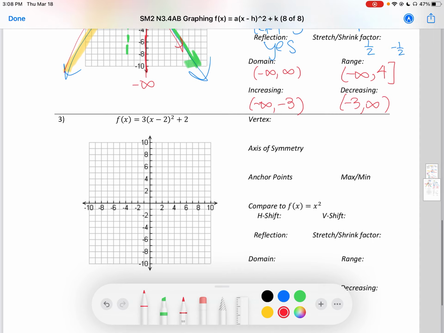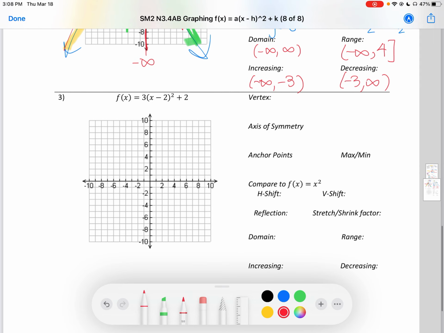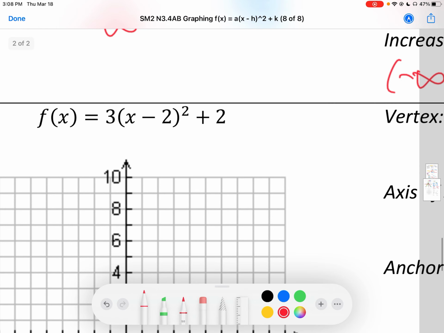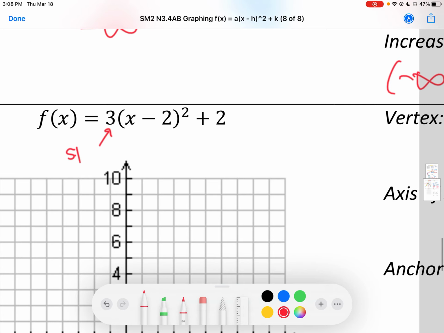Okay, so let's do our last one. Okay, so let's look at this function right here. Let's see what's happened. This 3 right here means we're going to stretch by a factor of 3 because 3 is bigger than 1. We don't have a negative out front, so there's not going to be a reflection. Okay, and then this -2 right here that's attached to the x, that means I'm going to go right 2. Okay, and then this +2 at the end, that means I'm going to go up 2.